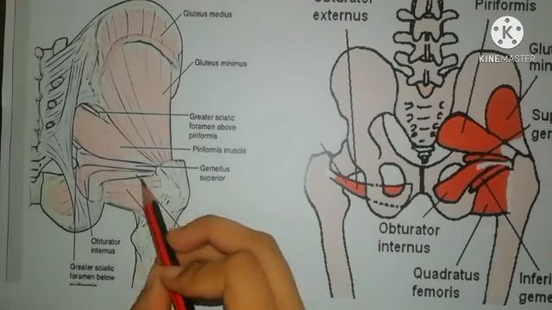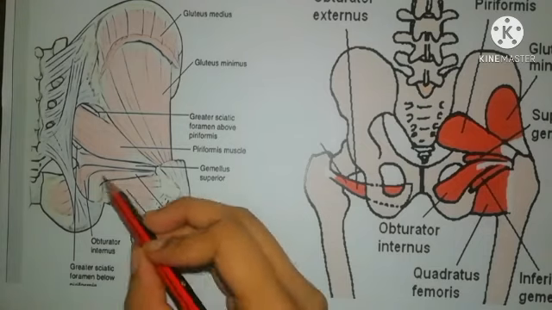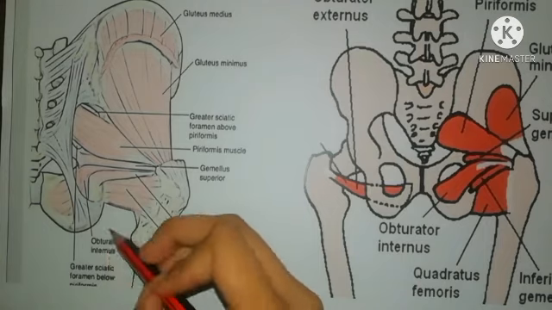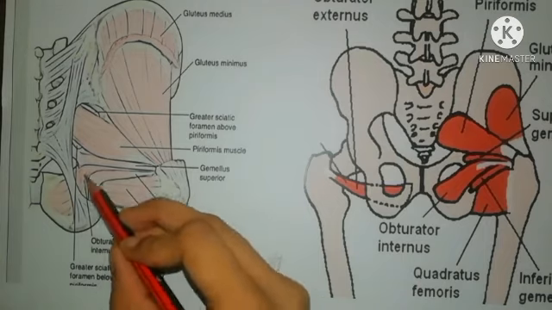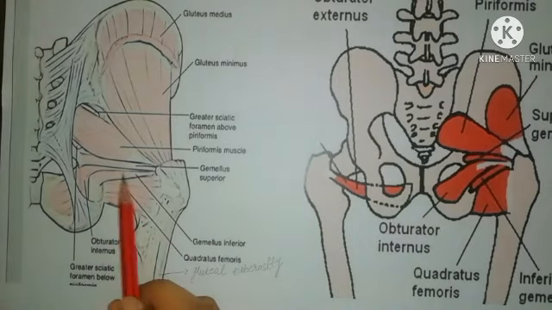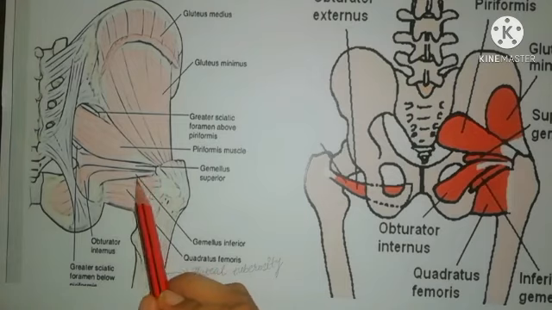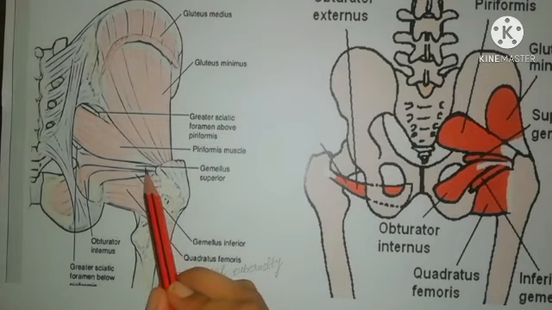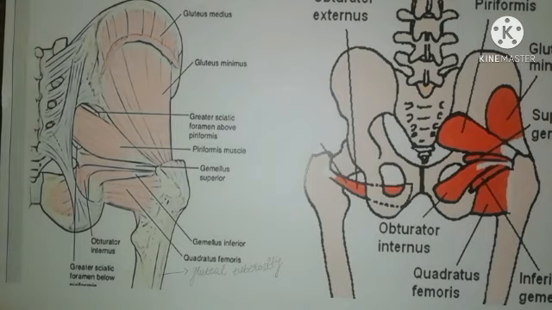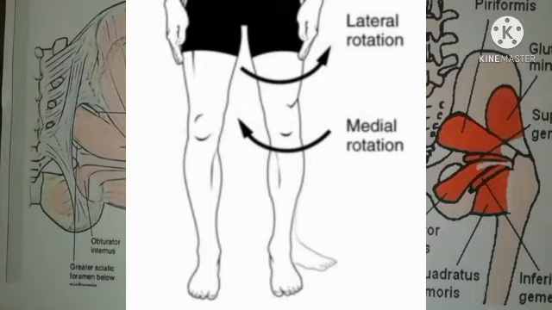Gemellus inferior. This is the small muscle and it lies below the obturator internus. Here is the obturator internus muscle and here is the gemellus inferior. The origin of this muscle is from the lower part of the lesser sciatic notch. From here, insertion is in the medial surface of the greater trochanter of the femur. The nerve supply is nerve to Quadratus Femoris. Root value is L4, L5 and S1. The action of this muscle is lateral rotation of thigh at the hip joint.